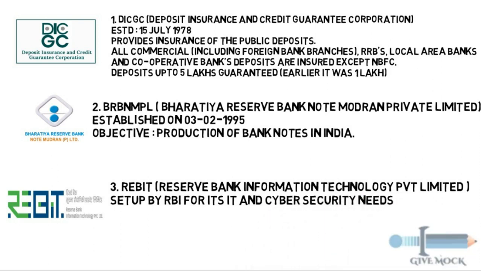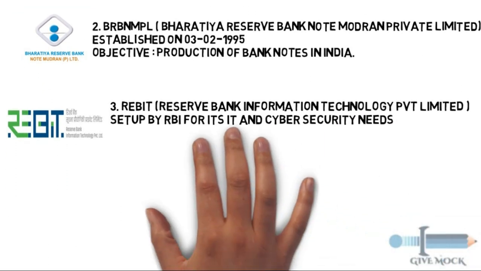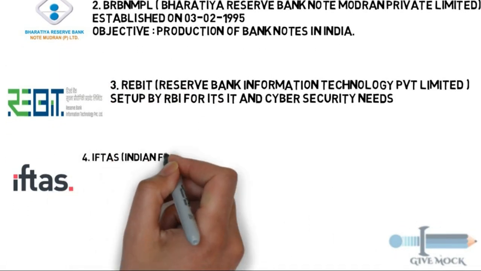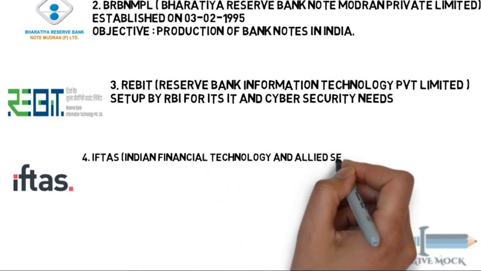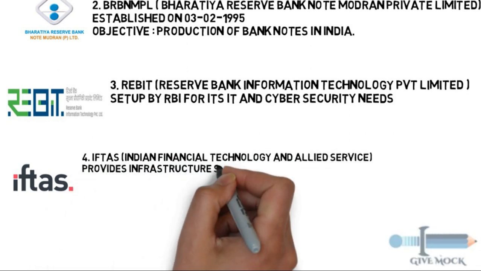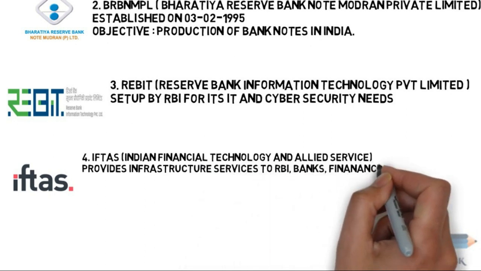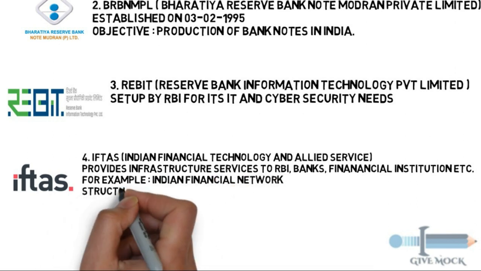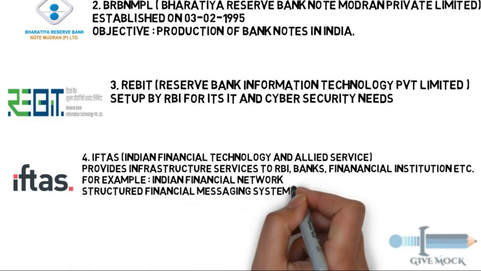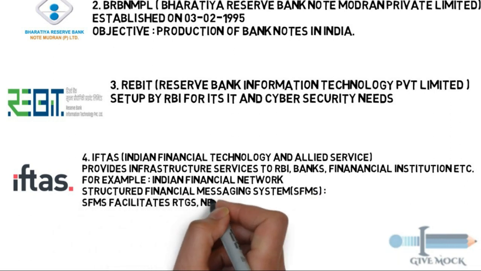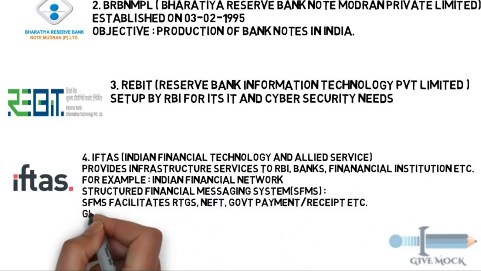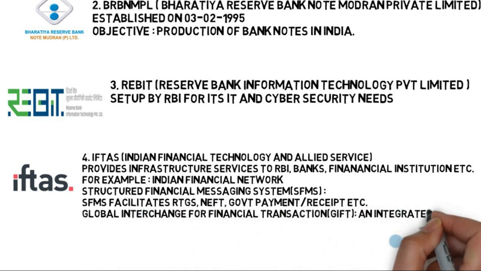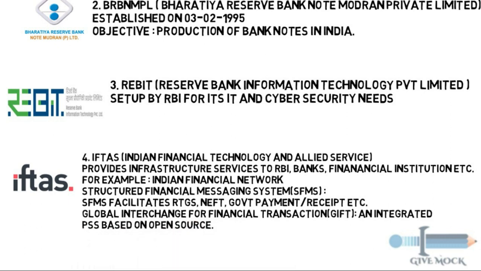The fourth subsidiary we have is IFTAS, Indian Financial Technology and Allied Services. It provides infrastructure services to RBI. The infrastructure services for banks and financial institutions are provided by IFTAS, such as the Indian Financial Network and the SFMS system. SFMS system facilitates the RTGS and NEFT that we do. It is basically a messaging system. It facilitates government payment receipts etc., and also supports global interchange for financial transactions, like integrated PSS based.